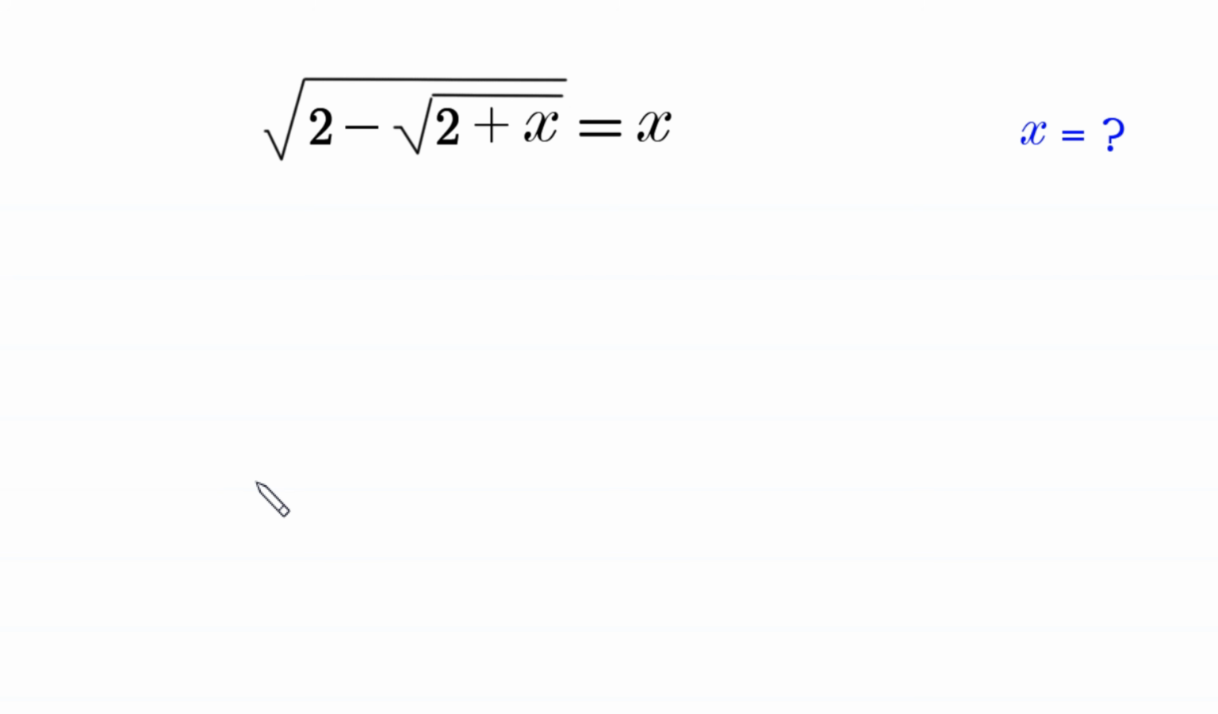Hello, welcome to how to solve this very nice radical equation. Square root of 2 minus square root of 2 plus x is equal to x. We need to find all possible values of x.